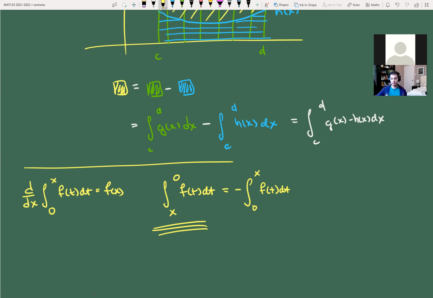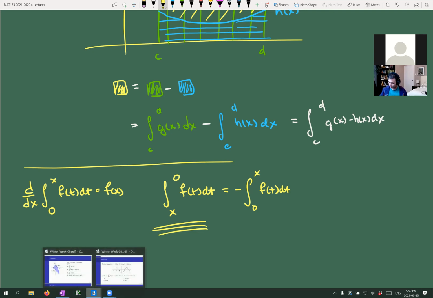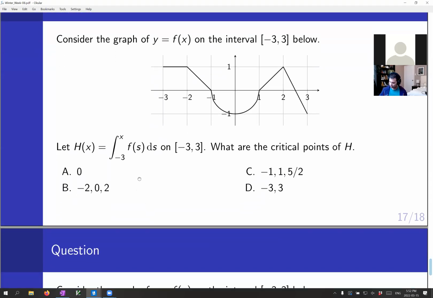So, all right, let's step this up in difficulty a little bit. No, I don't want to do that one. All right, let's do a little bit of computation. Let's do something a little bit.